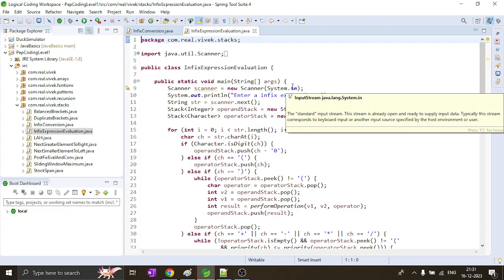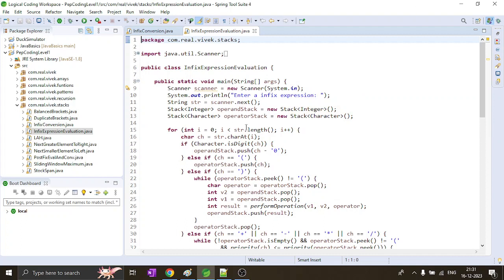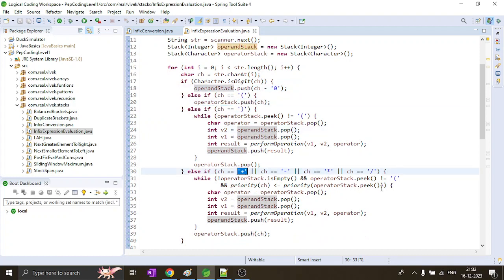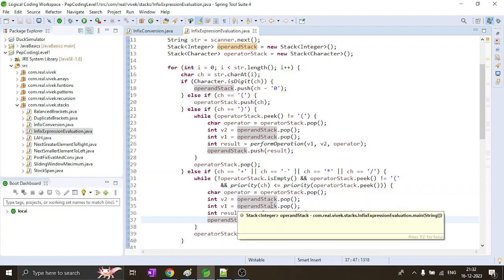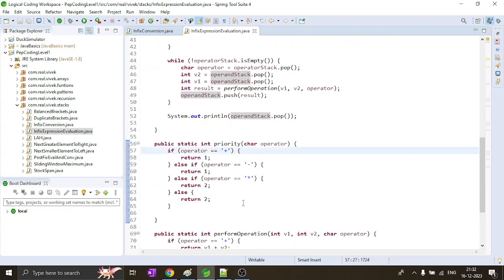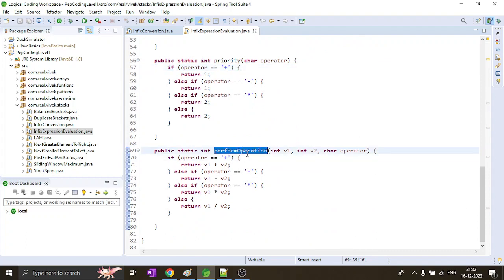For the infix evaluation, what we did was we iterated over the string, and whenever we found an operator, we used to put it into an operator stack. Whenever we found an operand, we used to push that into the operand stack. And if we encountered a closing bracket or an operator, we used to perform some operations, and that operation was v1 operator v2. Whatever the operator was, we used to perform that operation. We used to perform addition, then multiplication, and then lastly division.